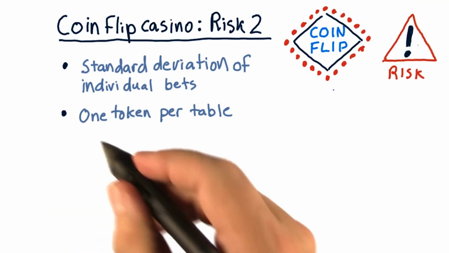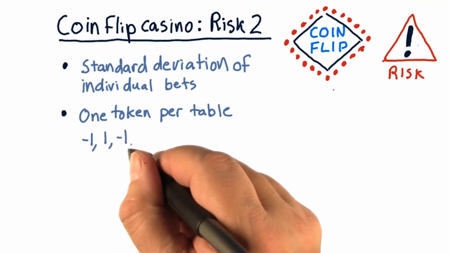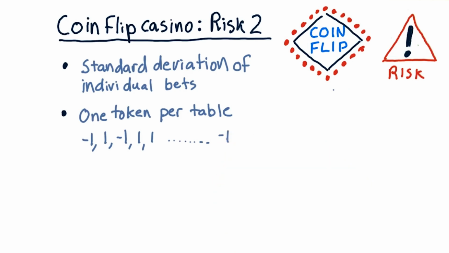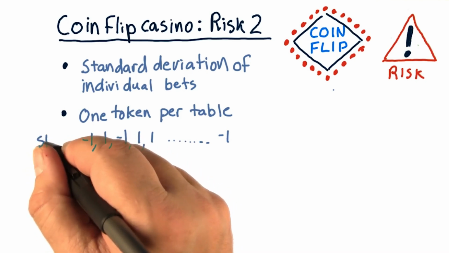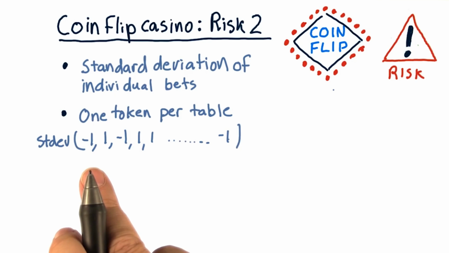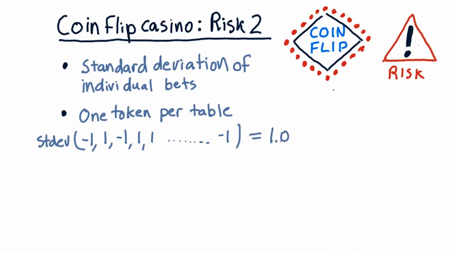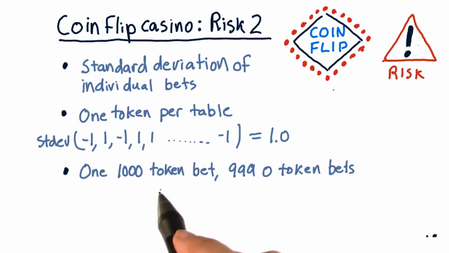So if we have 1 token per table, we might have a loss of 1 token on one table, a gain on another, a loss, and a gain, and so on, all the way across our 1,000 tables. Now, we don't actually have to spend much time doing the math here. It turns out that the standard deviation for this case is pretty easy to calculate, because for each table the result is either -1 or 1, and the standard deviation in this case is easily calculated as 1.0. So it doesn't matter what the particular outcome turns out to be. We know we're either going to lose 1 or gain 1 in every single table, and so our expected standard deviation there is 1.